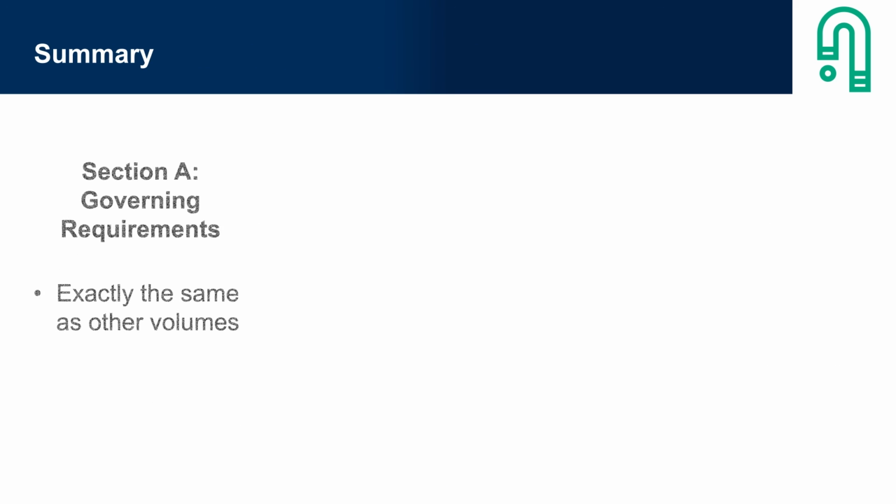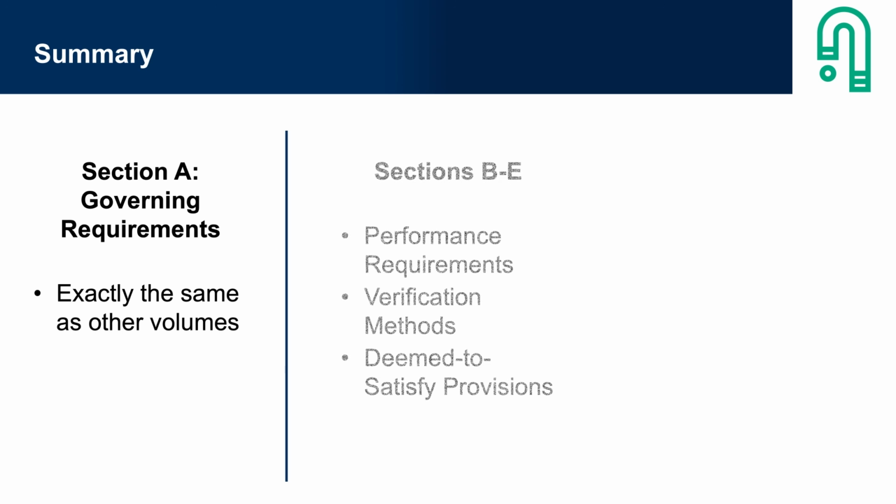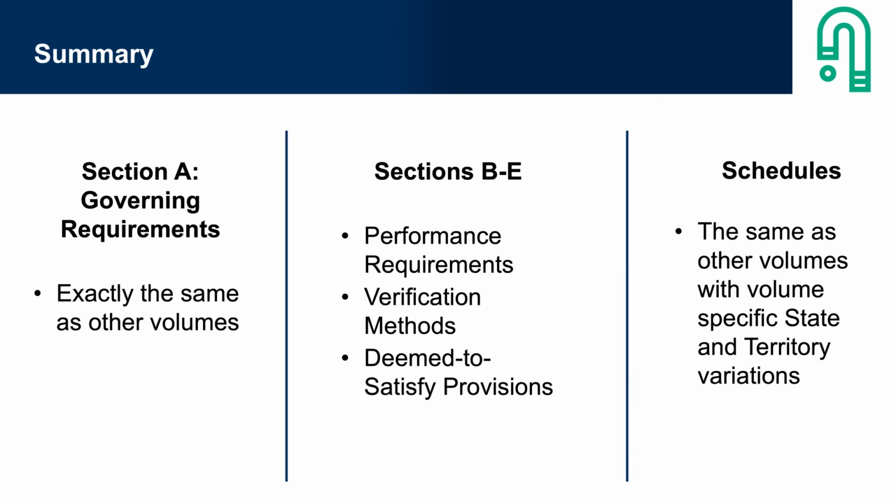Summary. Section A, governing requirements, exactly the same as other volumes. Sections B to E, performance requirements, verification methods, deemed to satisfy provisions. Schedules, the same as other volumes with specific state and territory variations.